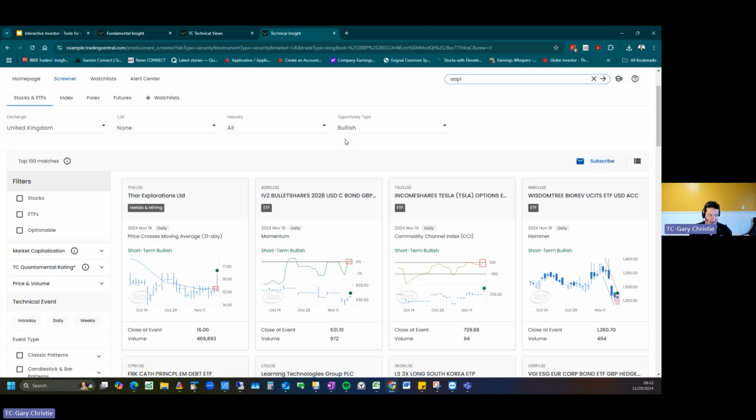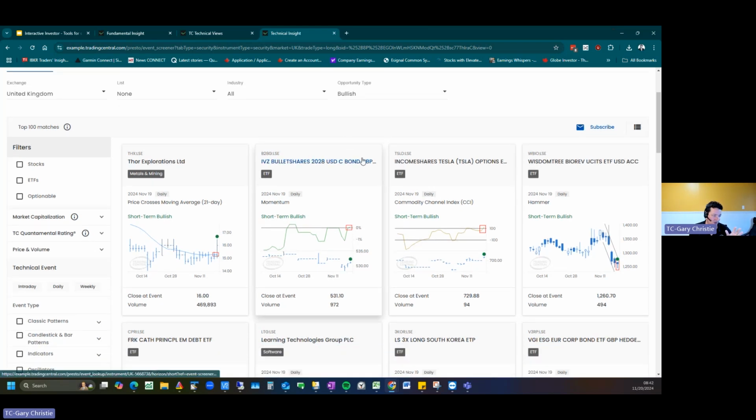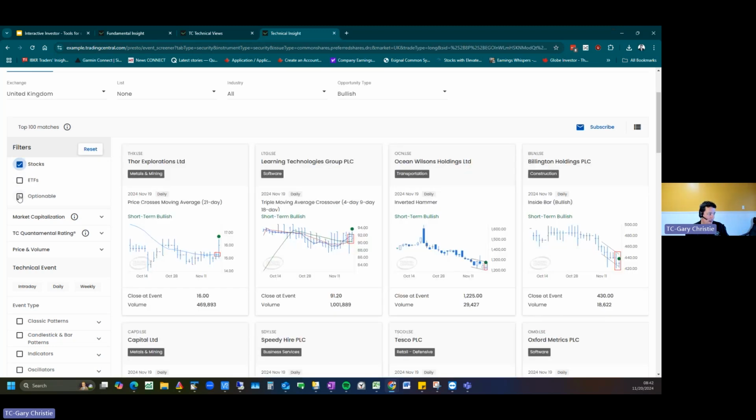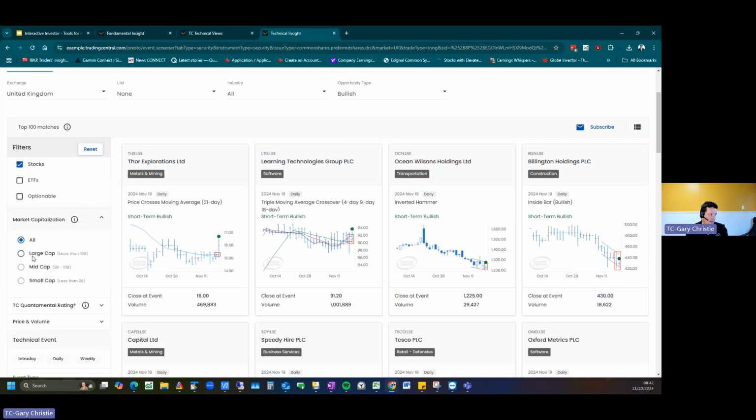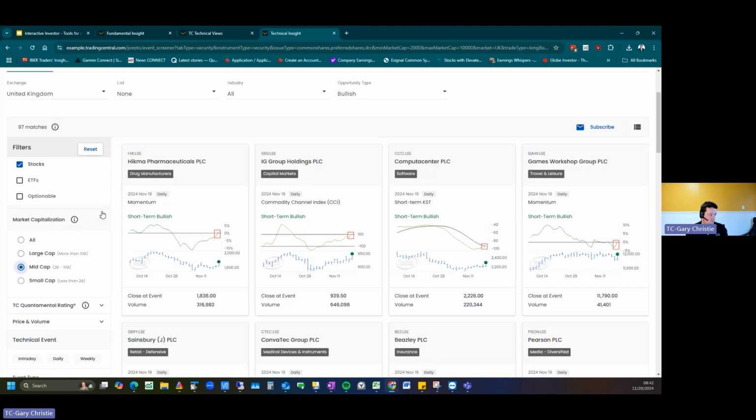But we haven't done any screen yet. It's got the entire market right now in the UK in front of our hands here. So I can select stocks if I want, or ETFs, or optionables, more specific to the US side. I can filter by market cap, right? So I have all right now, or I can do large cap. Let's do mid cap for fun.